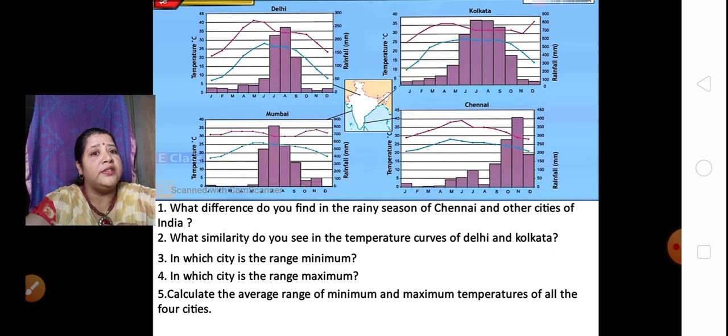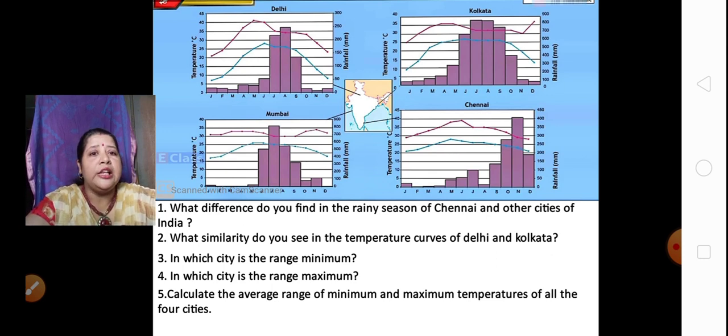In which city is the range maximum? Now tell me, from these 4 cities, which city can have the range maximum? Yes, it is Delhi. Delhi has the range maximum because it is away from the coast and it is covered by land from all the sides. So the humidity in the air is also less in Delhi. So the temperature is high and the range is also high or maximum.